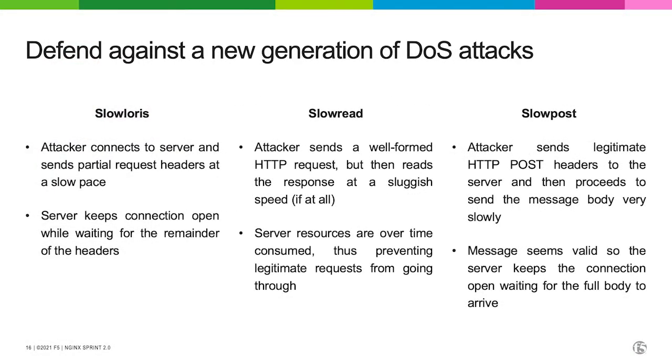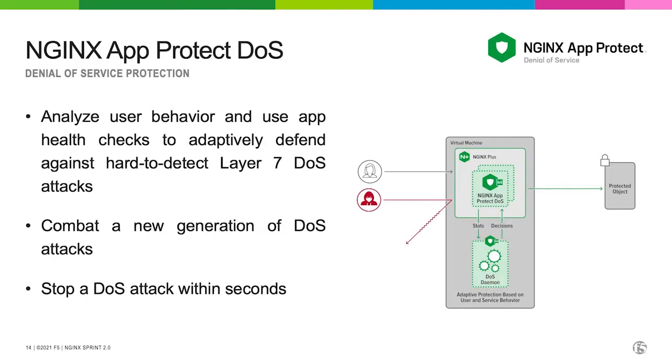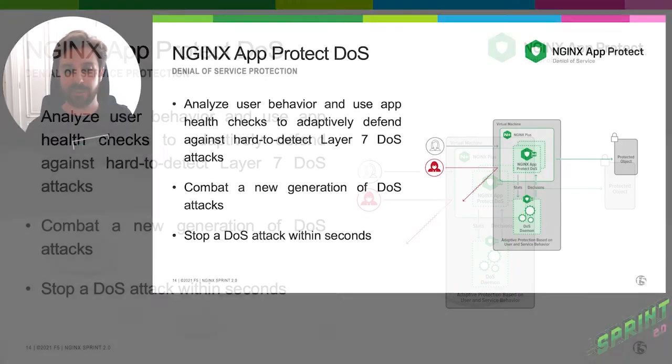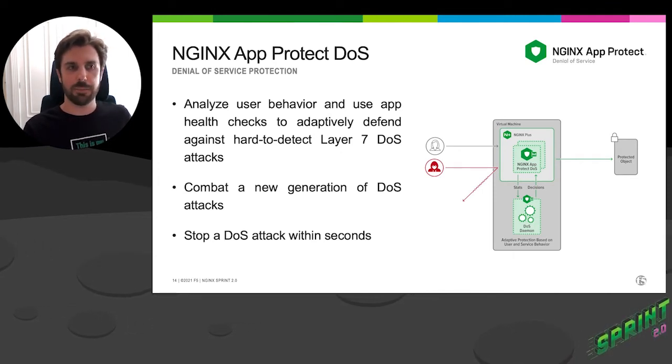Now, if you combine all these three types of attack at the same time, or you send multiple slow POST requests at the same time, you can see how it could be very easy to saturate your server. And thus, that's why adaptive protection based on user and service behavior is key, since NGINX App Protect will be able to detect that something is up. This is not a normal request from that given user, given IP, given client, and terminate the connection before the server is totally saturated.